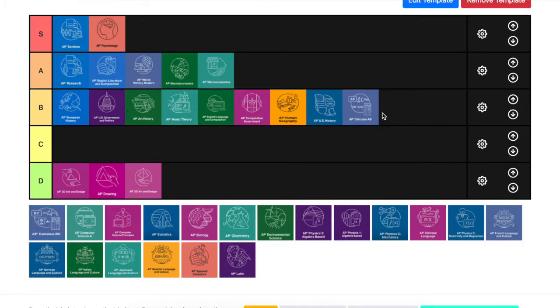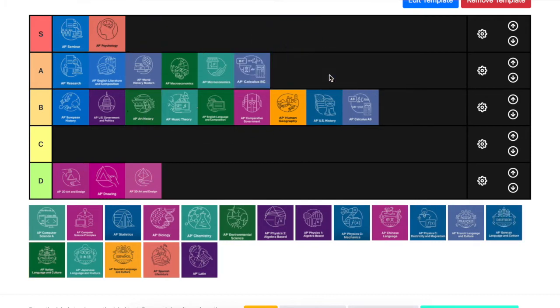Right. And then after Calc AB, we have Calc BC, which we're actually going to put in the A tier because it's super cool. It's really chill if you took AB the previous year because you have a lot less curriculum to cover. But if not, it's terrible, which is why it's not in the S tier, because you do need to take AB before it in order to really get the most out of it. But it is a good class to take, and it'll get you out of a lot of college math courses too.